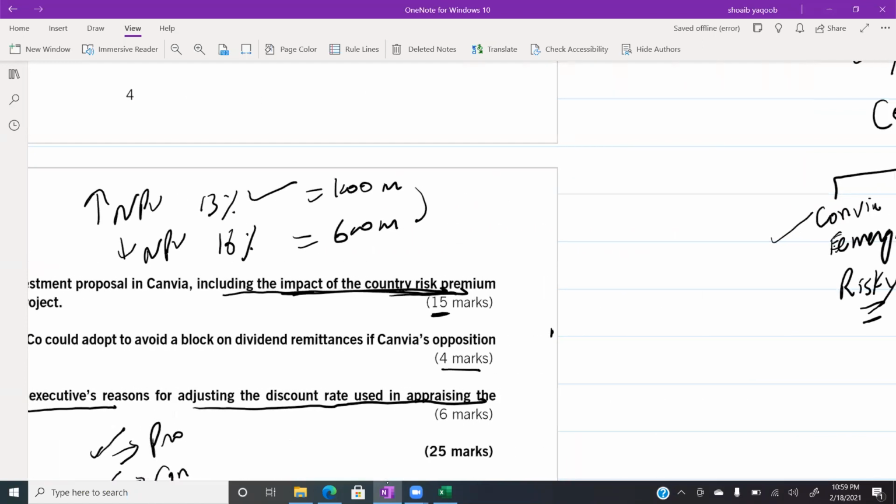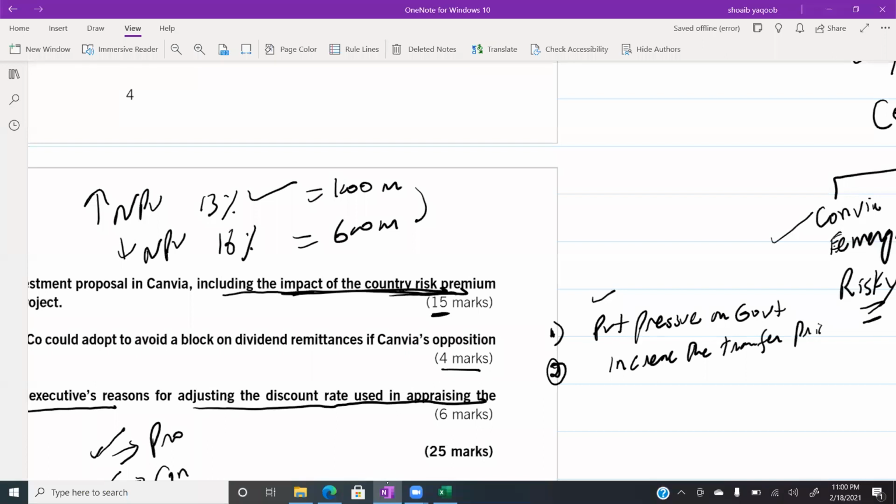Number one is, let's suppose your company belongs to a developed country and you have opened a subsidiary in a poor country, you can create lobbying and put pressure on the government to remove this. Number two, increase the transfer price. Previously, the transfer price is 10 euro. Increase the transfer price to fetch the maximum amount from the subsidiary country.